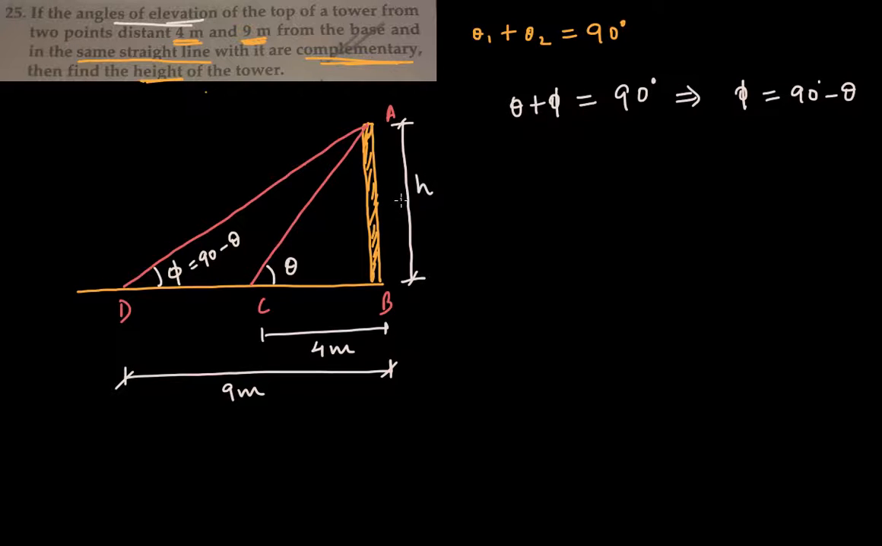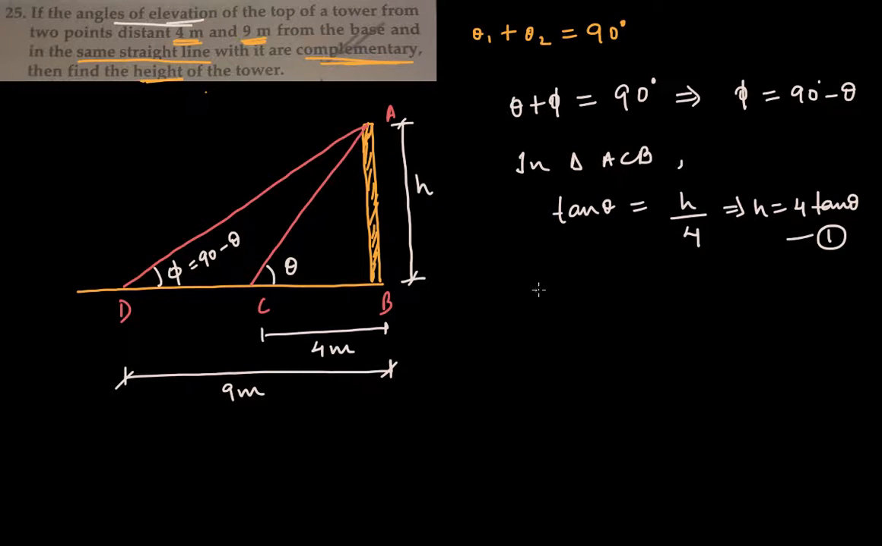So it's a pretty simple question. So what we'll do, we have triangles, in triangle ACB, right? In triangle ACB, let us write down the value of tan theta. So from here I can write tan theta is equal to h divided by 4, which gives me h is equal to 4 tan theta, right? This is the first equation that I got. Now consider the second triangle, that is triangle ABD, the bigger triangle.